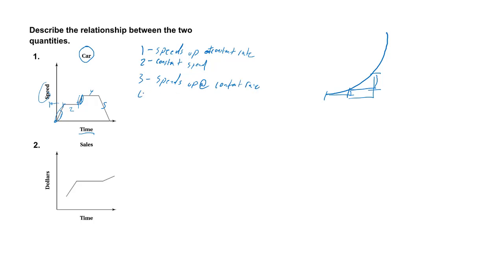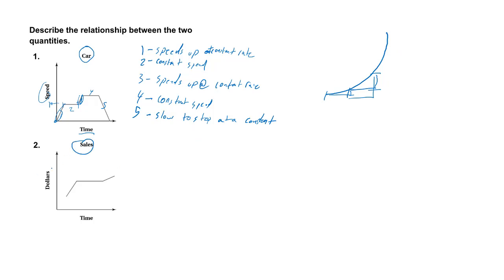And then we have 4, where it's not speeding up anymore. It's just moving at a constant speed. And then on 5, it is slowing down until it stops. Slow to stop, and again at a constant rate. And a constant rate just means that it's linear, right? It's a straight line. If it's a changing rate, then we don't get a straight line, we get a curve.